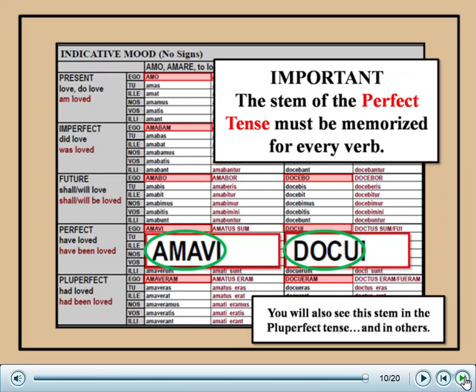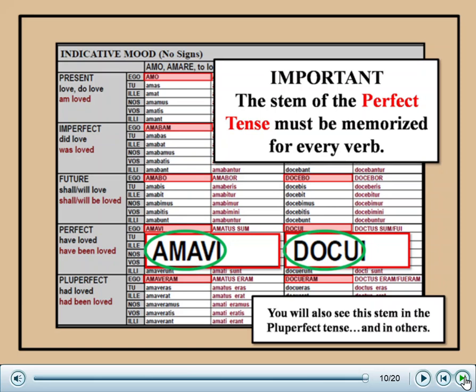Look for example at amabam, the imperfect form of amare. In amabam, the stem is ama, and the ending is bam. Look at the future tense, amabo. The stem is ama. The ending is bo. Bo marks the future tense. Bam marks the imperfect tense. The stems are the same, ama.